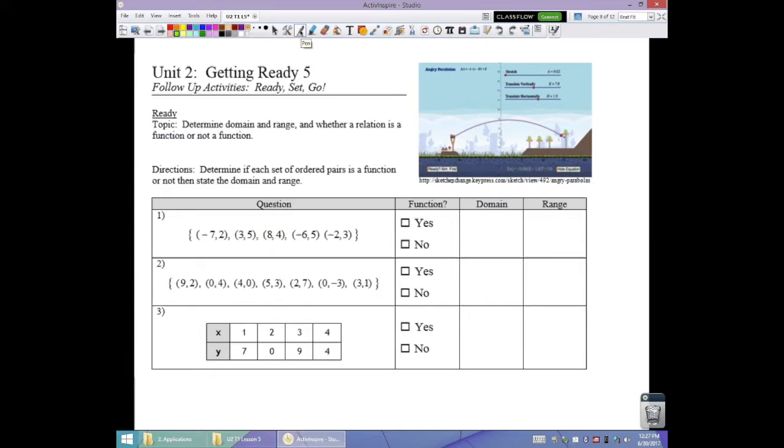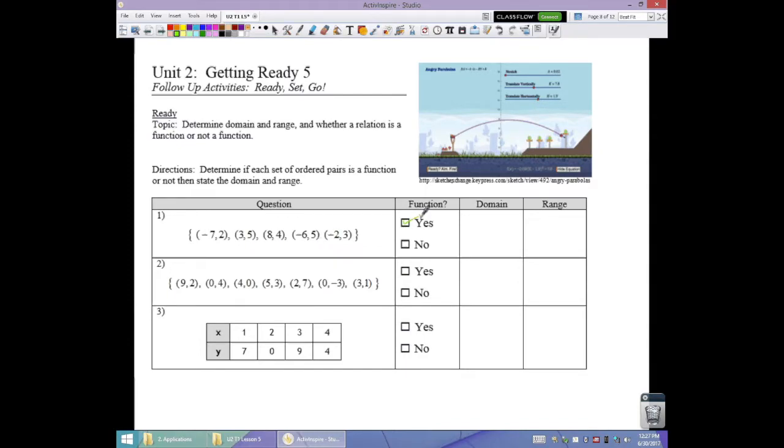Okay. So in number 1, we have a set of points just listed. What we have to do is check to see, are any of those x's assigned to more than one y value? Well, my x values are -7, 3, 8, -6, and -2. Since none of those repeat, none of them can be assigned to more than one y value. So yes, this is a function.